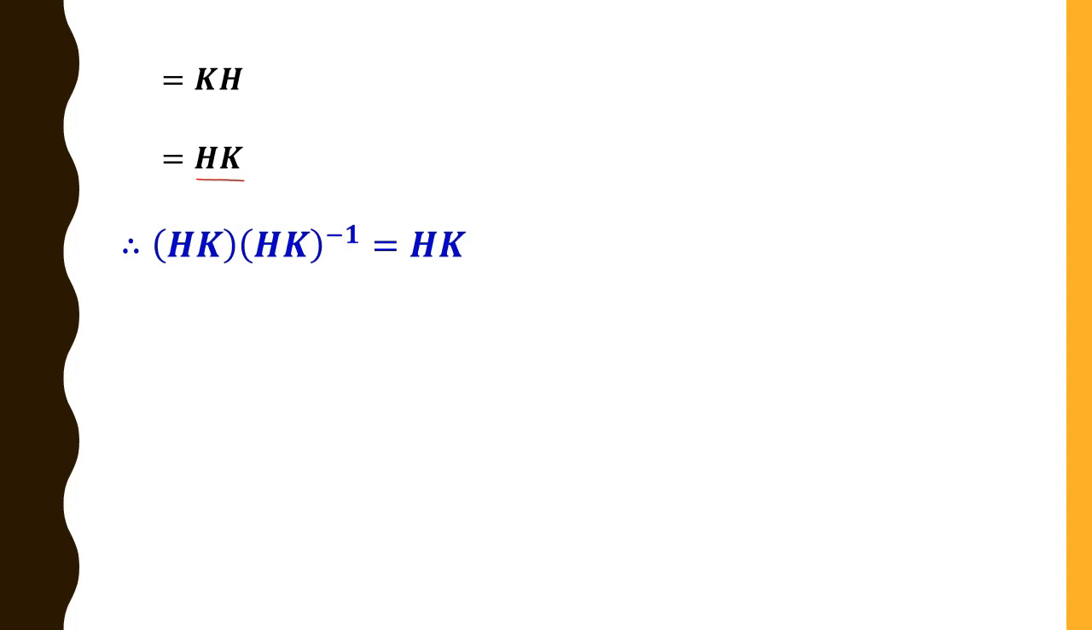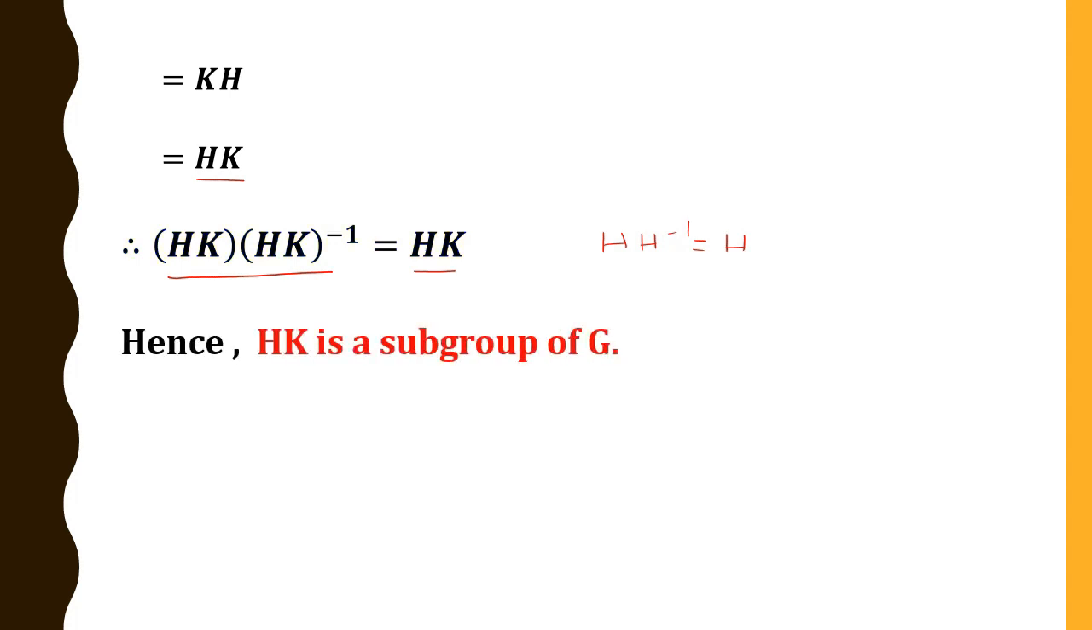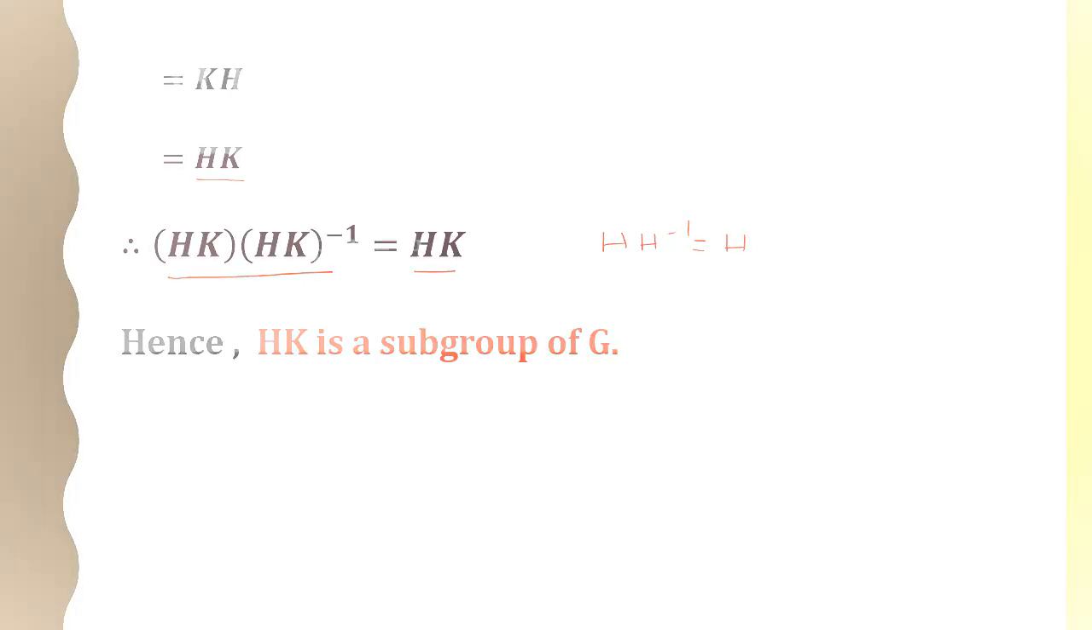Therefore, what we proved? HK into HK whole inverse, we got HK. This is of the form H into H inverse is equal to H. Therefore, according to previous theorem, that is theorem 3, if H into H inverse is equal to H, then we can conclude that H is a subgroup. Similarly, using that theorem, we can say that HK is a subgroup of G. This completes the proof.